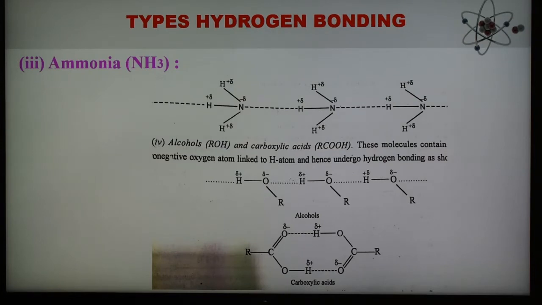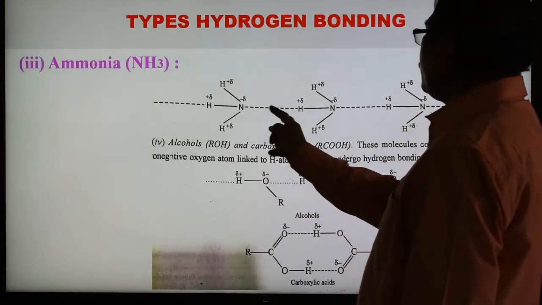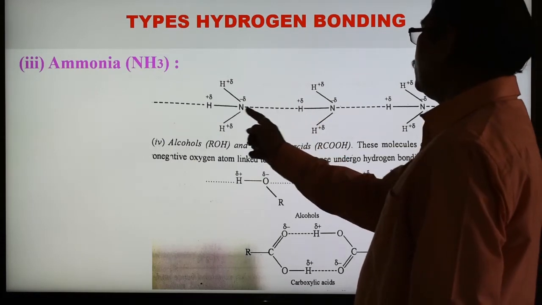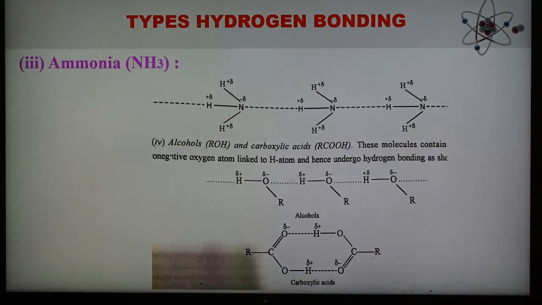The third example is ammonia, and similarly ammonia also forms hydrogen bonds. This is NH3, forming a bond with the electronegative atom, and this is the positive hydrogen. This is one molecule, this is the second, forming the intermolecular hydrogen bonding in ammonia. In ammonia, nitrogen is the electronegative element, so in the ammonia molecule the electronegative nitrogen atom is linked to the hydrogen atom. Therefore, hydrogen bonding takes place in this molecule, as shown in this slide.